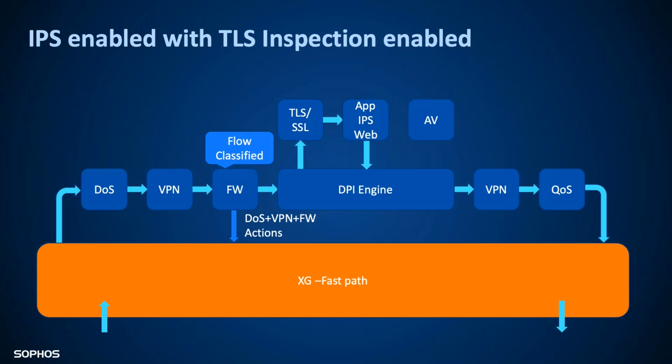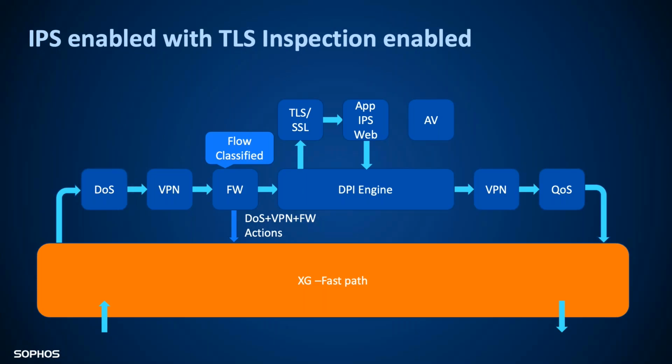Real quick, where does NAT happen in this flow? The NAT happens on the slow path, but once the flow has been classified, the NAT is also programmed in the fast path. NAT is something that we did not showcase here. That's a great question. It happens in the slow path.